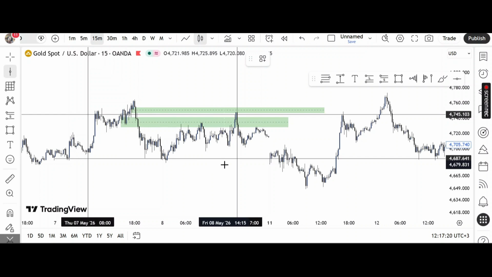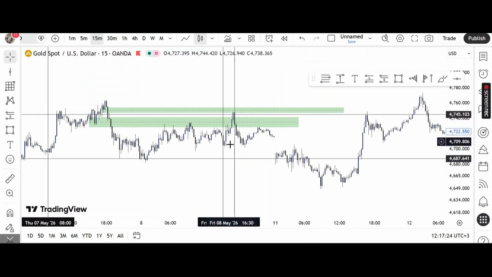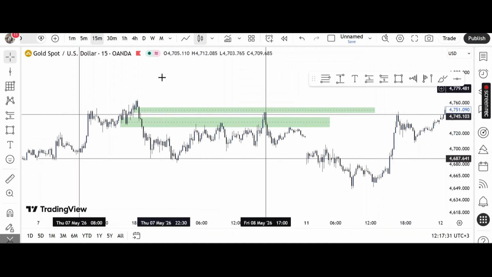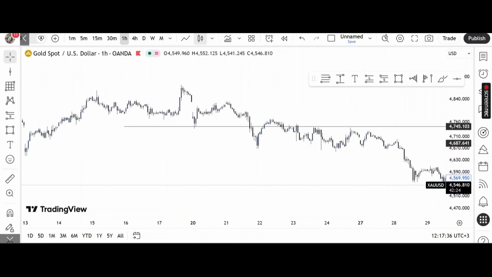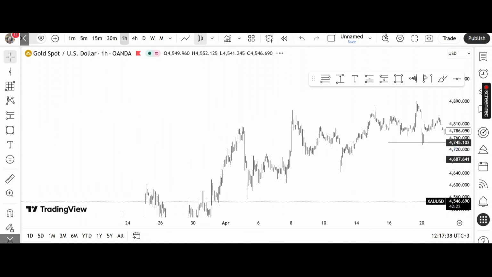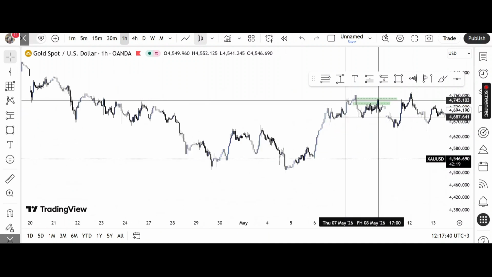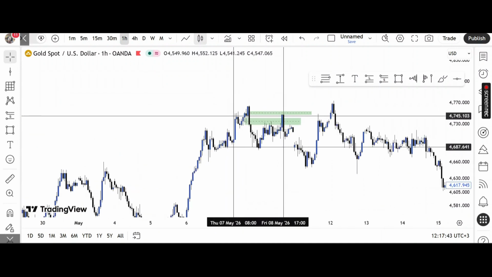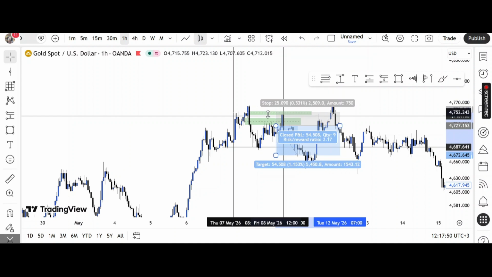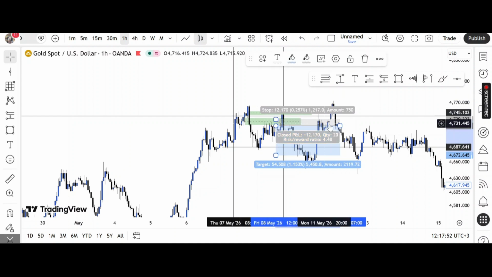Why is it? You see, it was going to take out all these people's liquidity. So what happened? I scaled down to the 15 minutes. Actually, this is what happened. When I saw this fair value gap, I wanted to take shots from here. Stop loss above the fair value gap and take profit.